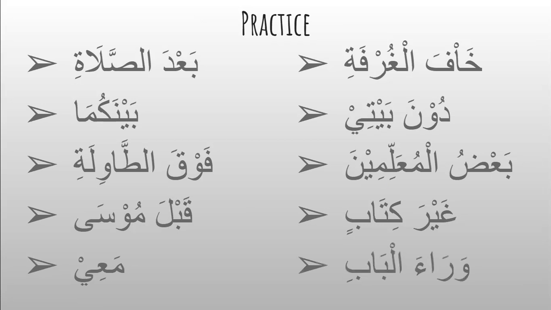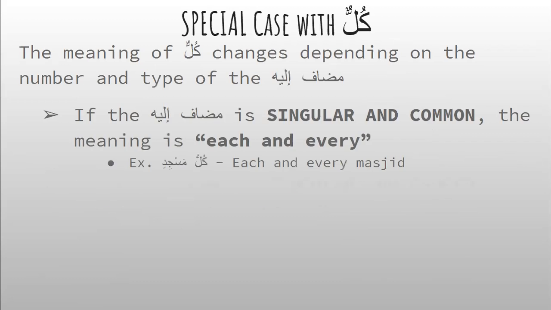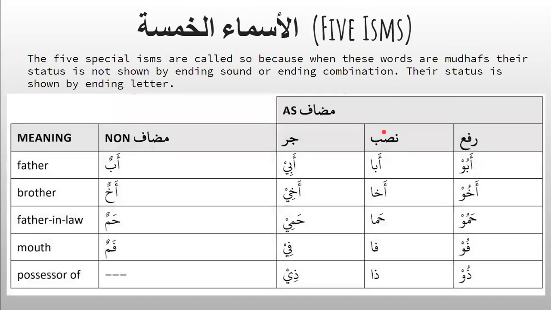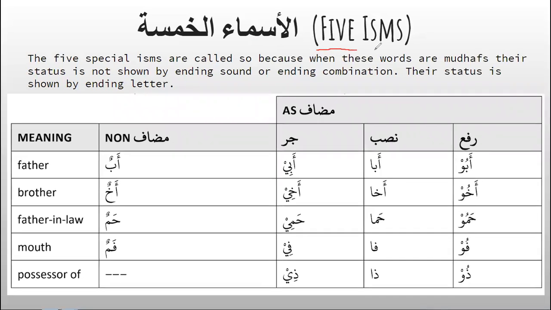We have practiced this word yesterday, so I'm not going to go into much detail about those words. Let's move forward. Ismul Khamsa. These are also some special mudaf. You can call them special mudaf, but in all Arabic grammar books, they are called the five isms.